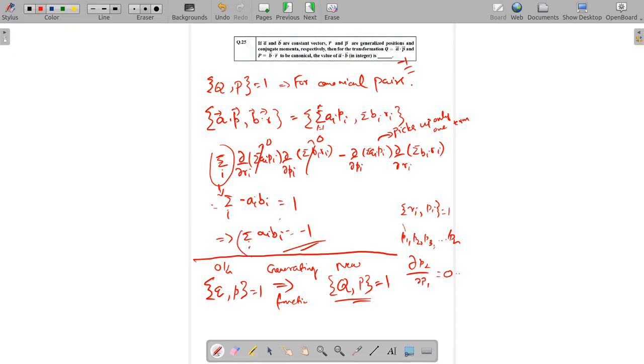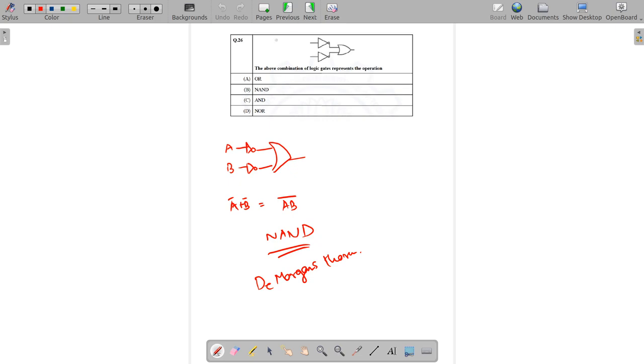If you identify this, it is basically vector A dot vector B. So A dot B is minus 1. The answer is minus 1. Okay, next problem.